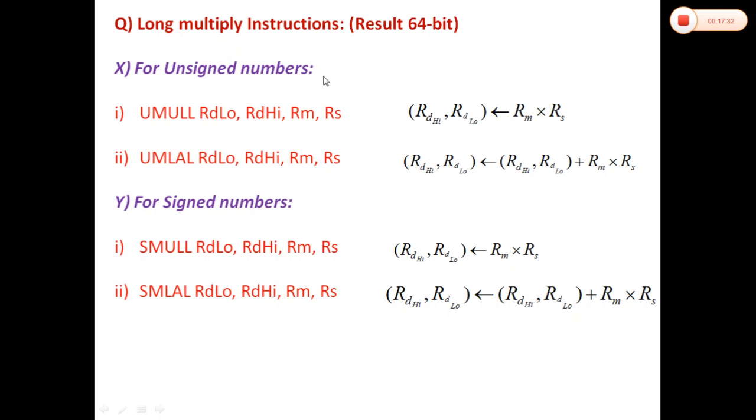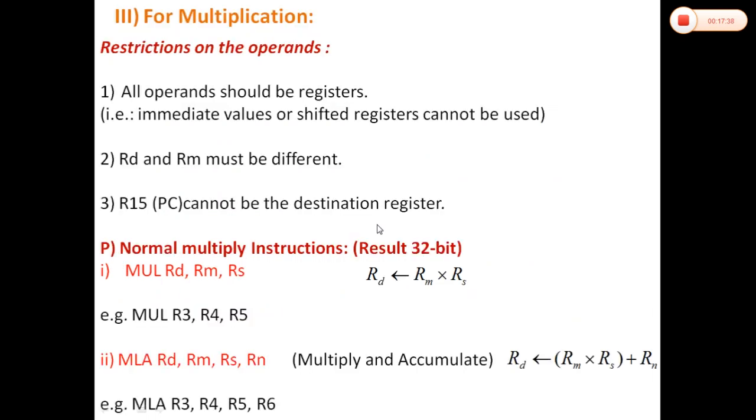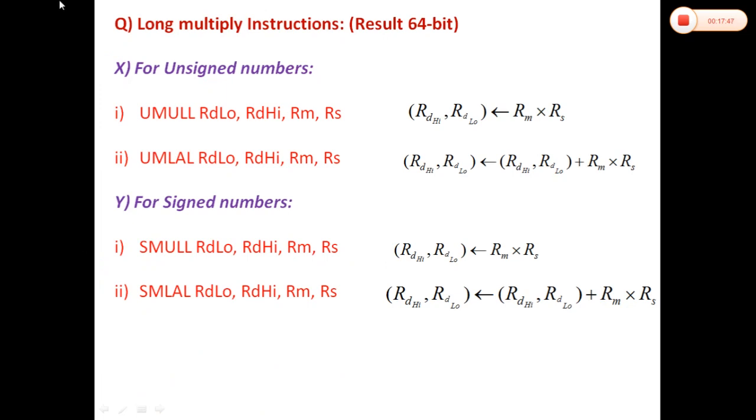Now under this, there are separate instructions for unsigned numbers and for signed numbers. In case of normal multiply instructions, multiplication of only unsigned numbers is possible. You cannot multiply signed numbers. But in these long multiply instructions, separate instructions are available for unsigned numbers and separately additional instructions are available for signed numbers.